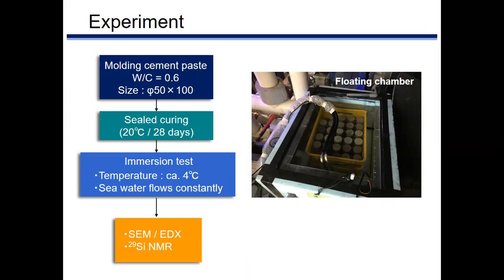As for experimental, specimens of cement paste were prepared with the size of 50 by 100 mm. All specimens were cured for 28 days under sealed conditions at 20 degrees before the immersion test. Immersion test was conducted at about 4 degrees. Seawater flowed constantly in the floating chamber. SEM-EDX and silicon NMR of the specimens after 92 days of immersion was measured.